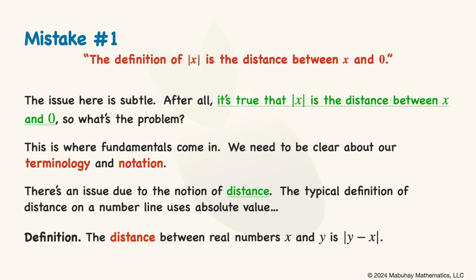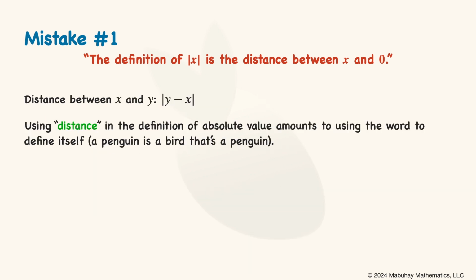Sometimes we say the absolute difference. So if this is how we define distance using absolute value, then we can't define absolute value using distance. That's like using the word to define itself. Like if we say a penguin is a bird that's a penguin. Well, yeah, that's true, but it's not a very good definition of a penguin.